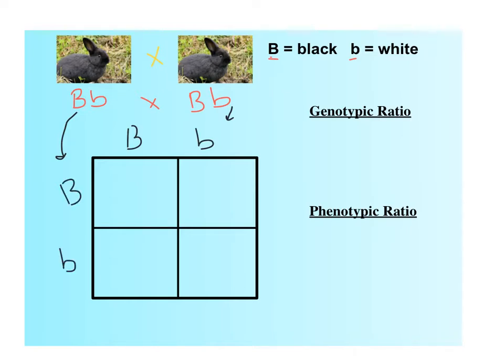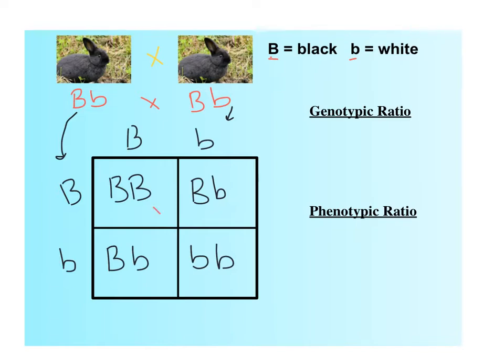This box right here is going to be big B, big B. This one over here on the right is going to be big B, little b. On the bottom left, it's going to be big B from up top and little b from the side. And on the bottom right is going to be little b from the left and the little b from the top.